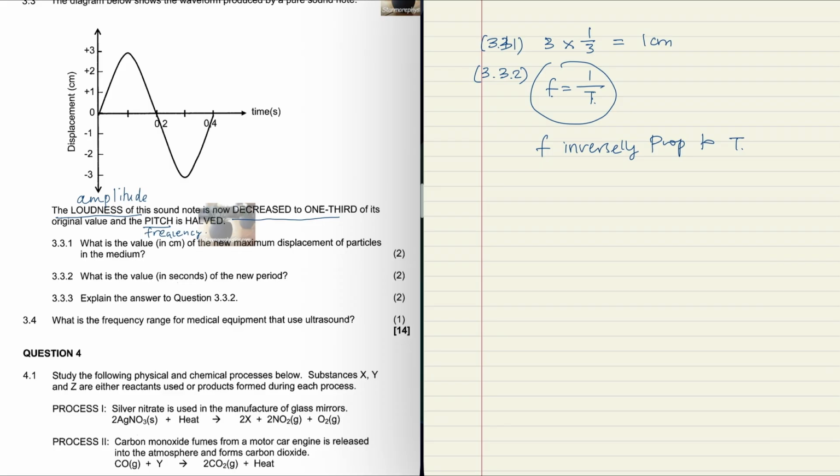So if the pitch is halved, if the frequency is halved, that means the period will increase. So if this is halved, this is going to double. So the current period is 0.4. That's the time taken for one wave. So you multiply that by 2, that's going to be 0.8 seconds.